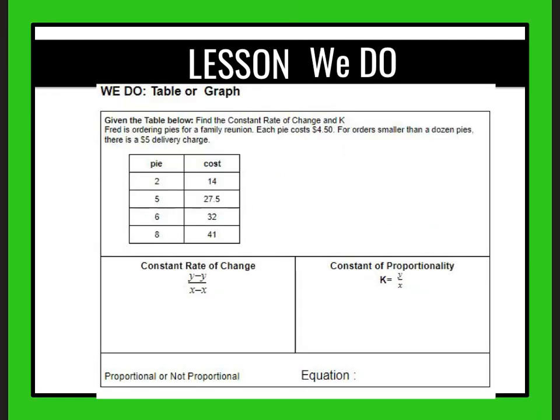All right, your opportunity, I'm going to give you a situation, and once again, you're going to have to find the constant rate of change, right? y minus y over x minus x. And then you're going to have to see whether this relationship is proportional. Does it have a constant of proportionality? And circle yes or no, proportional or not, and see if you can write the equation from the situation.